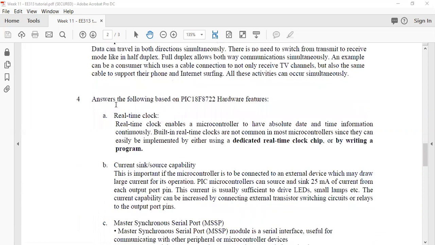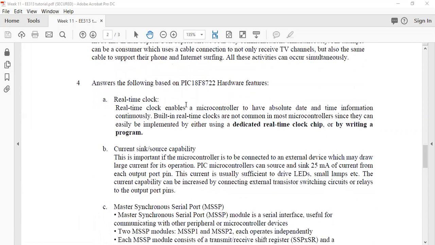Question number 4. Answer the following based on the PIC 18F87J22 hardware features. So, real-time clock. Like I said, the real-time clock is basically dealing with the actual time and date. It is the absolute time and date information that is related to the programmer. Whenever we are using the real-time clock, it is relaying the actual date and time information using this particular feature.